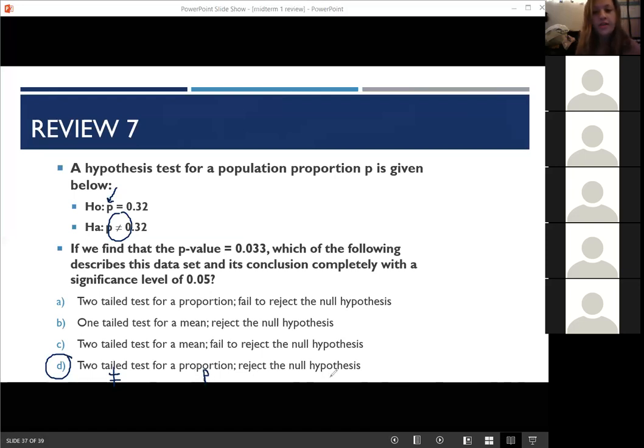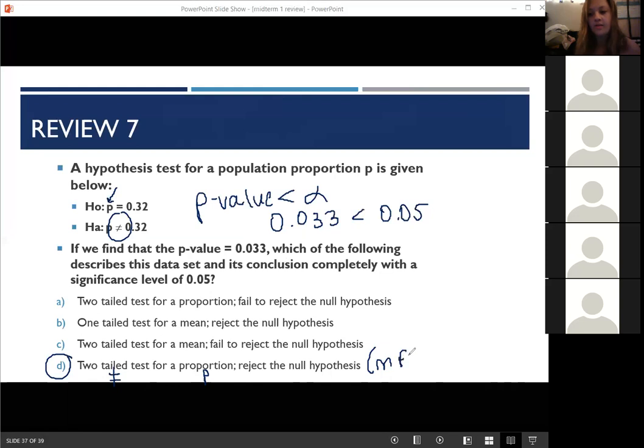And then we are going to reject that null hypothesis because our p-value is less than our alpha, because 0.033 is less than 0.05. So we are going to reject that null hypothesis, and that's going to be in favor of our alternative hypothesis. So yeah, D is our answer here. So good job.